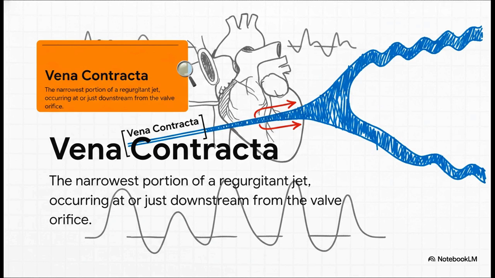So what in the world is the vena contracta? Well, the easiest way to think about it is as the neck of the leaky jet, right at the point where it shoots back through the valve. This is an incredibly valuable measurement because it's the narrowest, highest velocity part of the flow, and it directly reflects the size of the actual hole in the valve. If you measure the wider, more turbulent jet further down, you can get fooled. But the vena contracta gives us a much more accurate and reproducible number to work with.